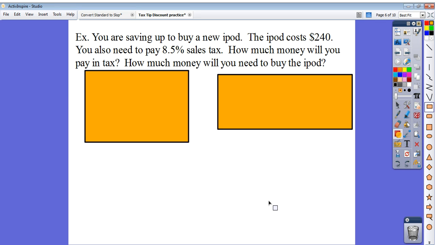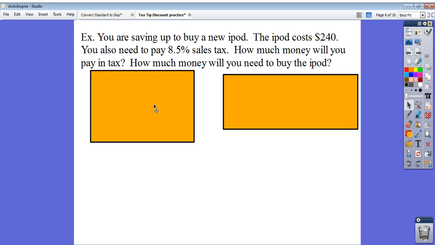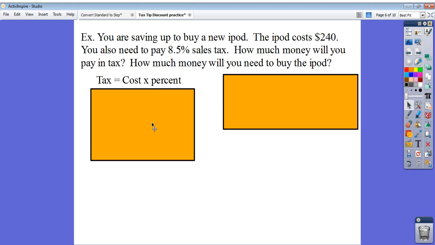Well, they're asking us two questions here, so let's hit them one at a time. The first question was, how much money will you pay in tax? I know that tax is additional money that you pay based on the baseline price of something. So the way we can calculate tax is by taking the cost of the item times the percent tax. All of this information we can get from the problem. The cost of the iPod is $240 and the tax is 8.5%. I didn't have to do anything crazy there. I just had to read carefully.